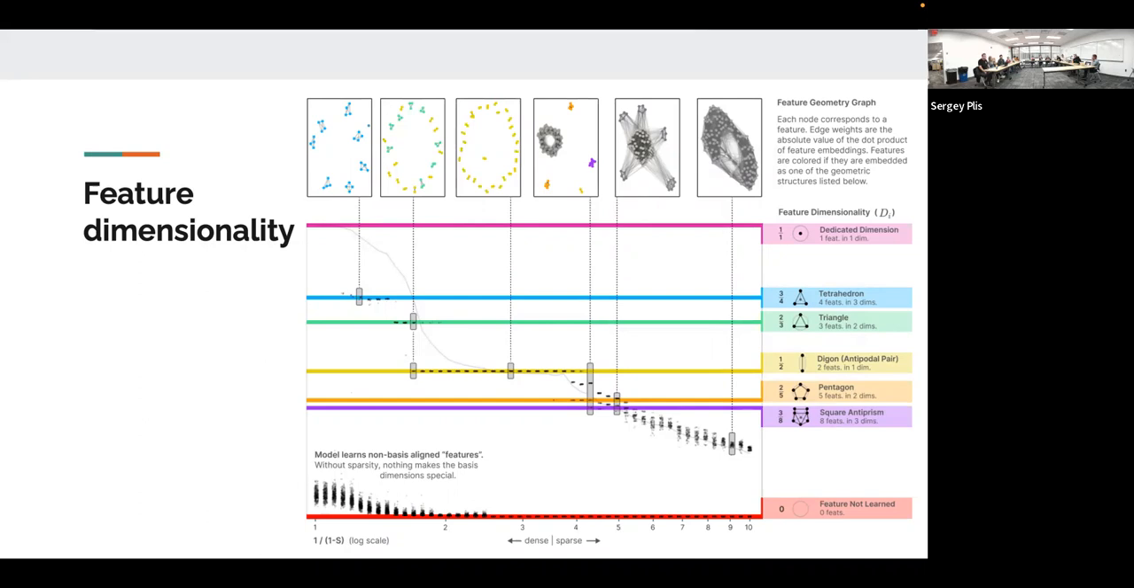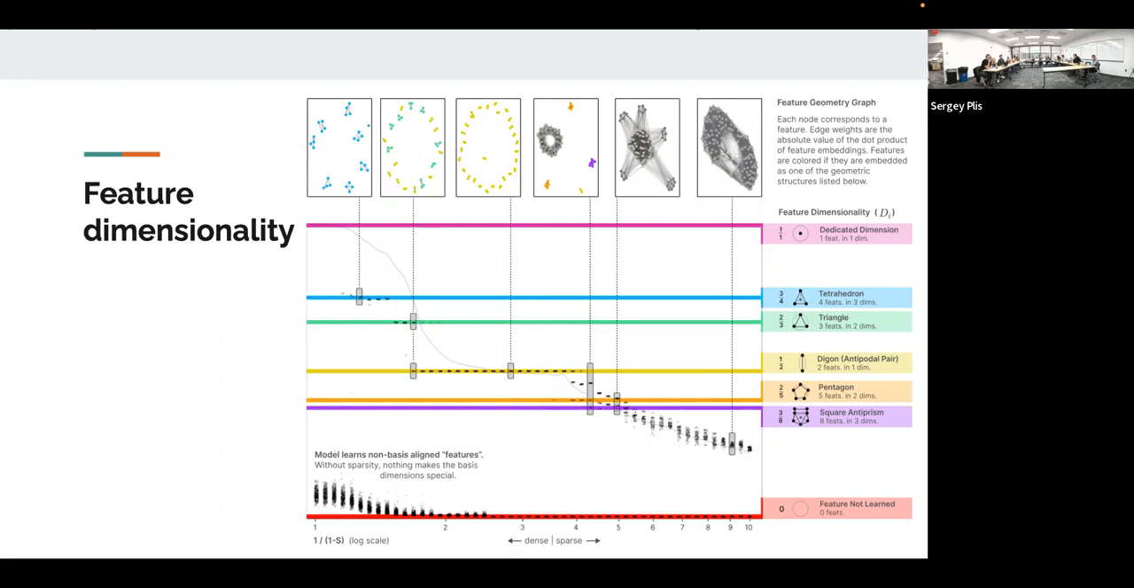So it's still the same plot as I just showed you with the sticky region here in the middle, but they actually show that initially we have a dedicated dimension, which means that it's just a point essentially. Then we go to a tetrahedron, then a triangle, and then a digon antipodal pair. And that's because it's half. So we have one feature on one end of the antipodal and one feature on the other end. Antipodal just means they're diametrically opposed, exactly opposite to each other.